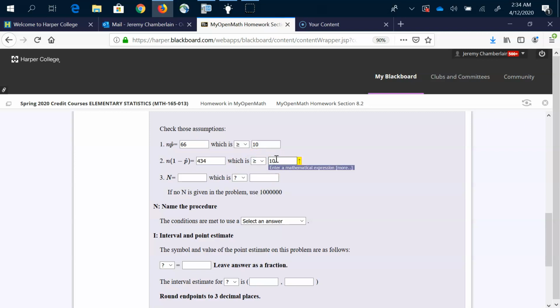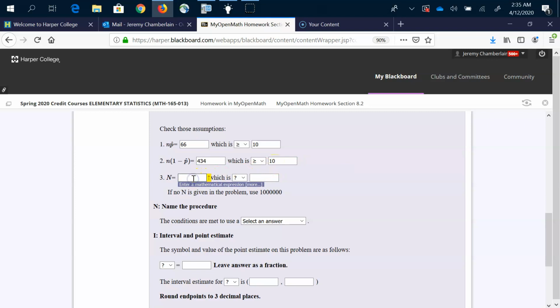So notice I'm using kind of a little clever idea here. You could figure out what p hat is, which is x over n. But x divided by n times n is just x. So n p hat is x, meaning the number of successes in the survey. The number of successes is 66 people left-handed. 66 is bigger than or equal to 10. Well, if 66 people were left-handed, then of course 500 minus those 66 individuals would not be left-handed. And of course that's bigger than or equal to 10.